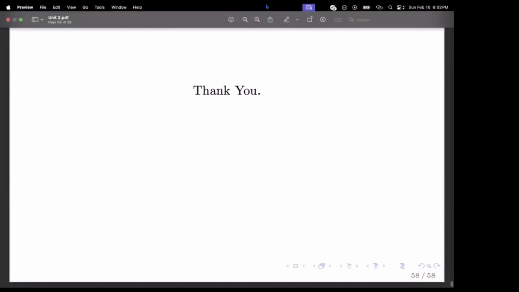We are left with the last one, probability. How many slides? Which slide? Oh, this is slow. 20 slides?